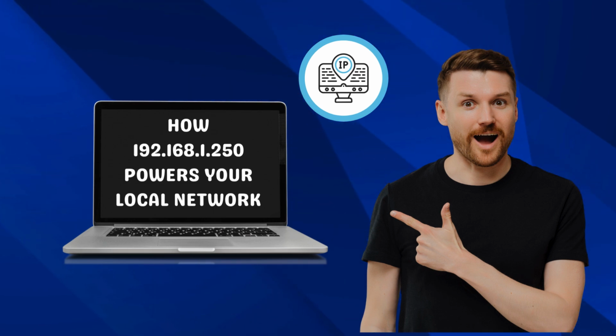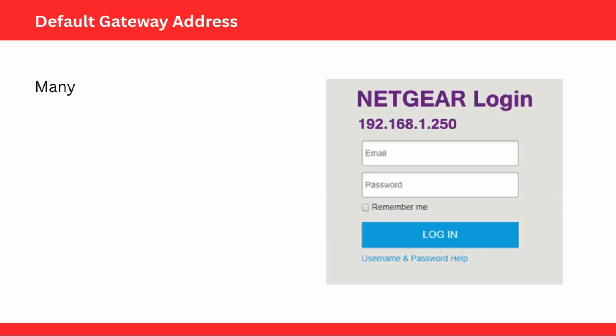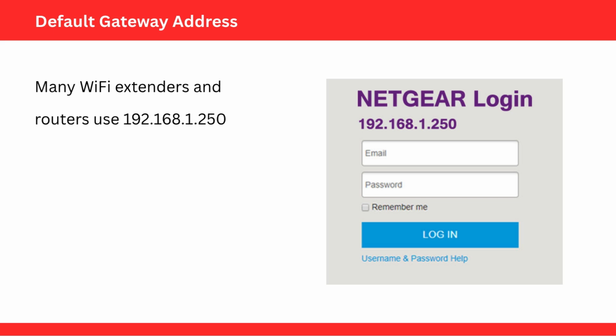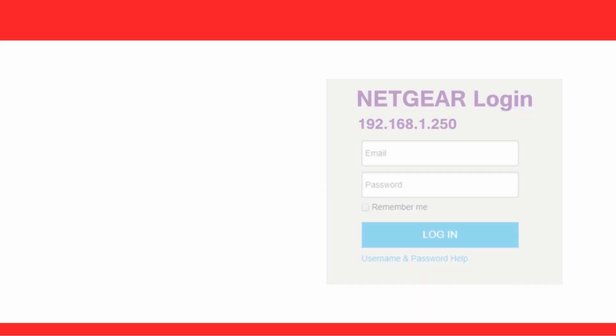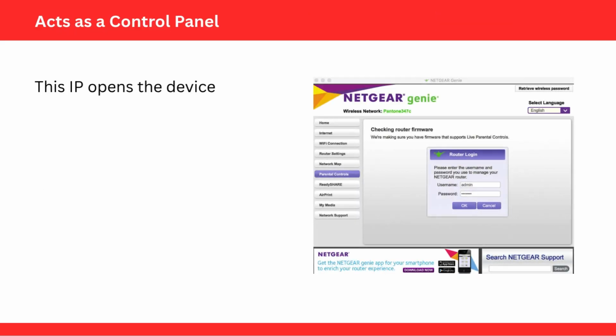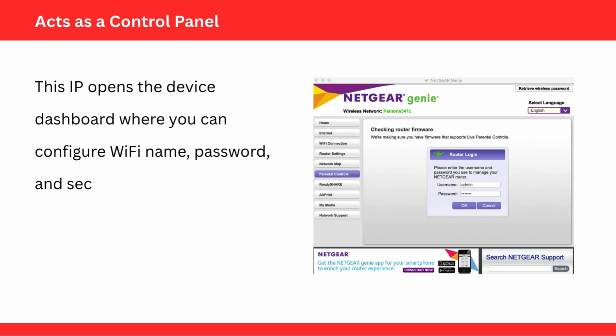How 192.168.1.250 powers your local network. Default gateway address. Many Wi-Fi extenders and routers use 192.168.1.250 as their login page to manage network settings. Acts as a control panel. This IP opens the device dashboard where you can configure Wi-Fi name, password, and security settings.